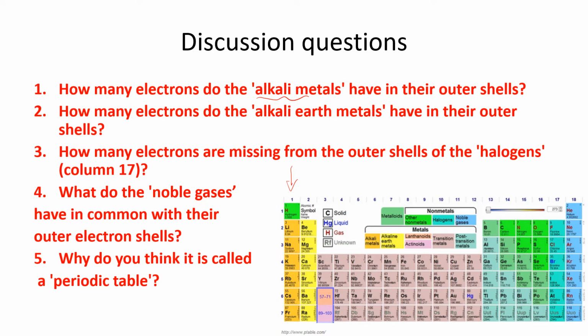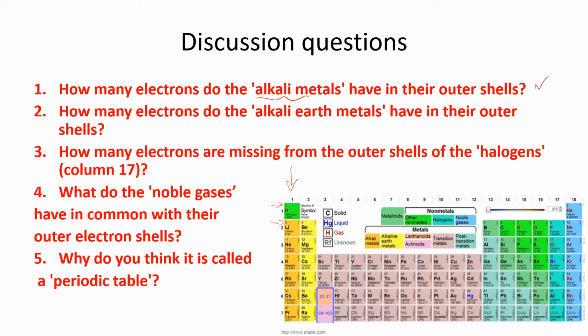So the question I've got here is, how many electrons do they have in their outer shells? If you look at their atomic numbers, the first one there is hydrogen, which has an atomic number of 1, which means it has 1 proton, which means it will have 1 electron, because the protons are positive, the electrons are negative, and the negative charges balance the positive charges. So how many electrons has hydrogen got? He's got 1.